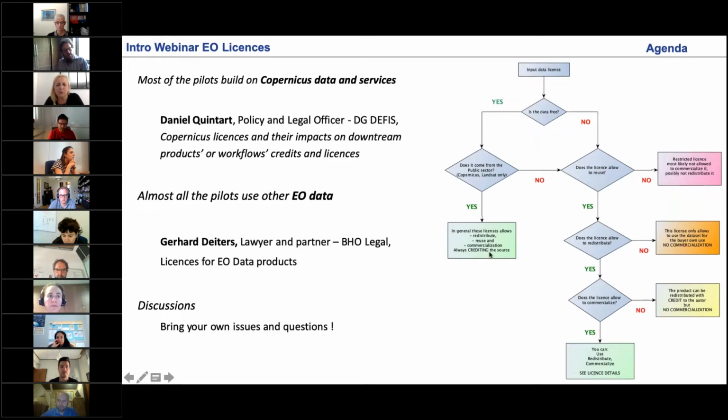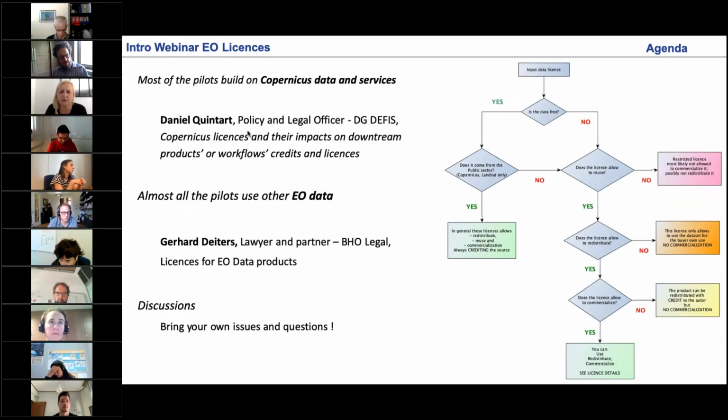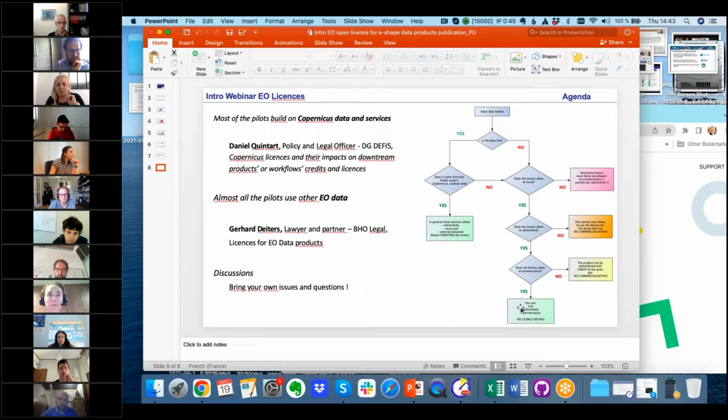And so this is why the first branch, talking about Copernicus, will be presented by Danielle Quentin from DG DEFIS, and he will introduce the Copernicus licenses and their impact on the credits and the downstream licenses. And then we will have Gert Deters, who is a lawyer and partner with BHO Legal, who will present the licenses for EU data products in a more general approach. This is the end of the introduction.